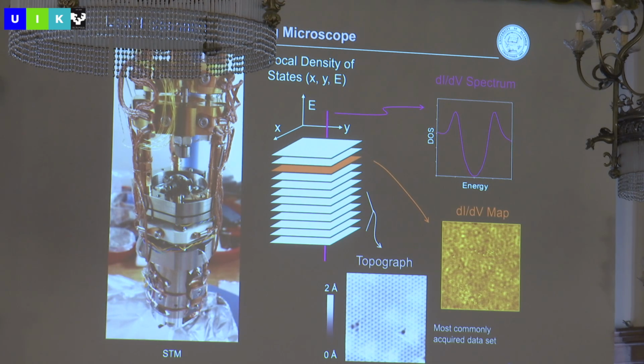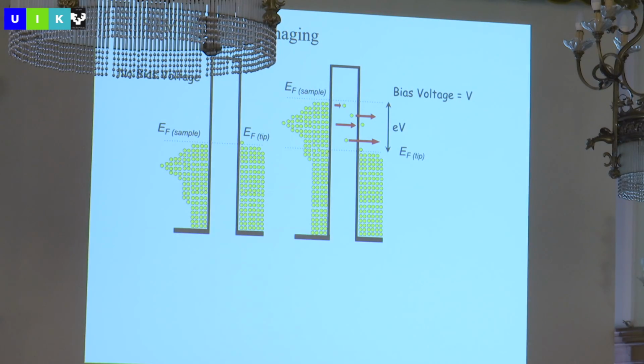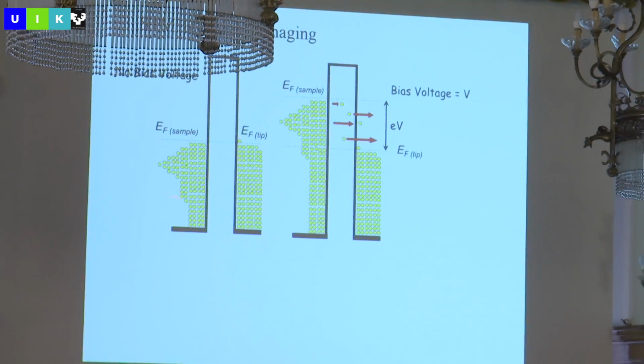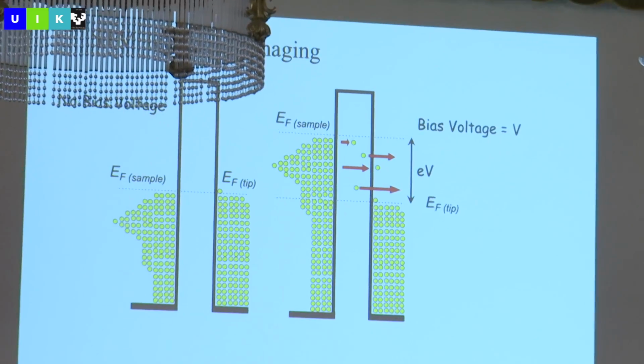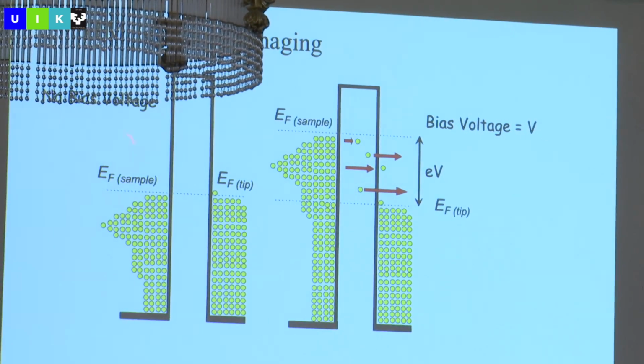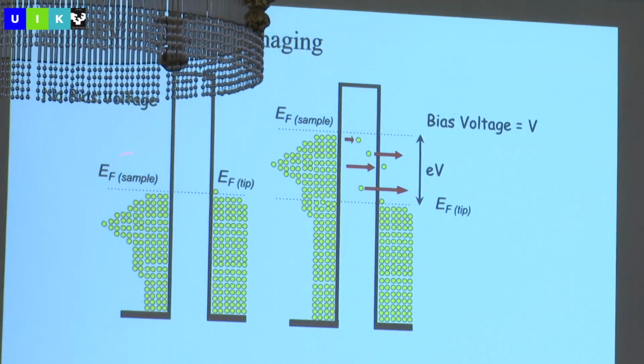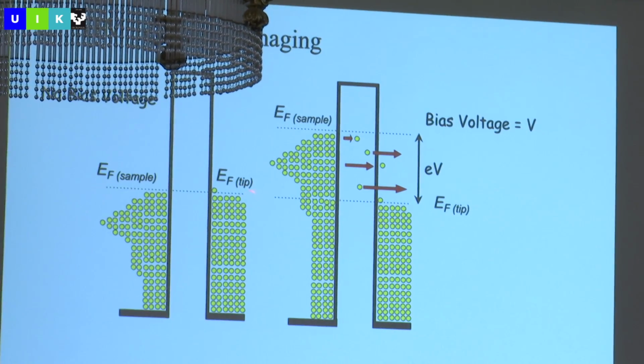Okay, so this is what I was telling you before. You should always keep this picture in mind when you're thinking of STM. You have a bucket full of electrons, that's the sample, another bucket full of electrons, that's the tip. You apply a potential difference between the two, and of course you can also raise the tip potential with respect to the sample. Either way, electrons tunnel from filled states on one side to empty states on the other, and that's the tunnel current that we measure.